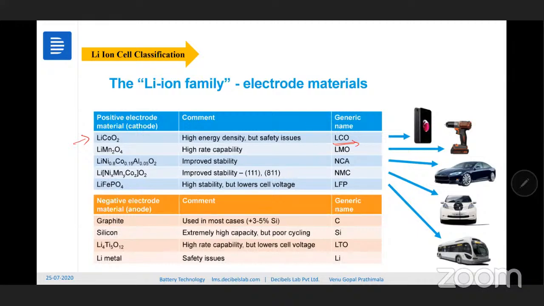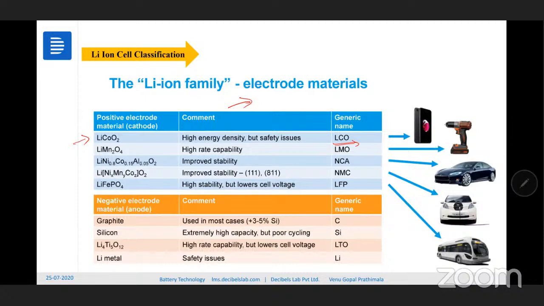Coming to lithium manganese oxide, don't worry about these comments, I will discuss in depth those things, the comparison, pros and cons. Lithium manganese oxide, which is represented as LMO, is used in power tools like drilling machines and other industrial applications, because it has a low energy density compared to other technologies. So we are using them for industrial applications like small power tools.